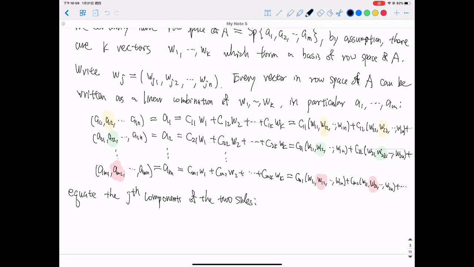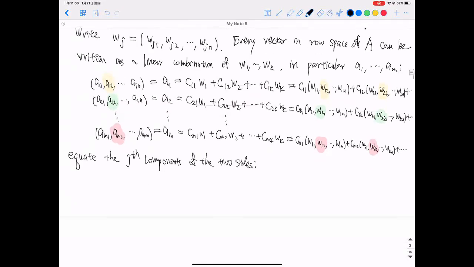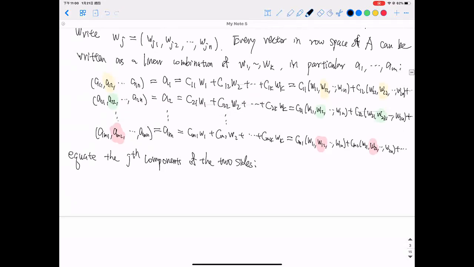Okay, but if you do this, in each equation you get equality of numbers. For the same j, you do this to each of these equations and assemble the outcome as an equality of m-tuples. Now you'll get the following.